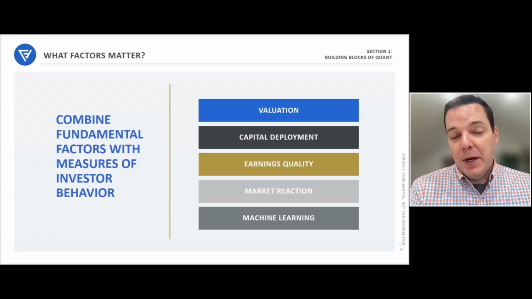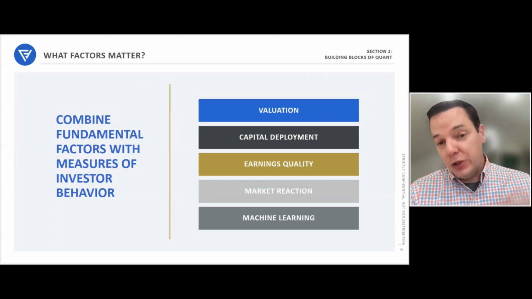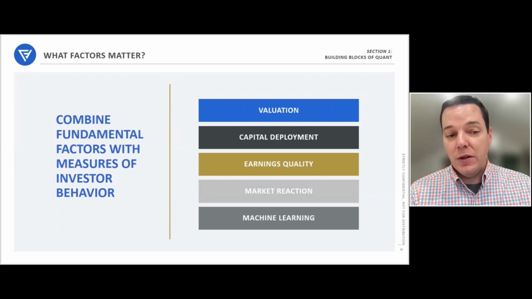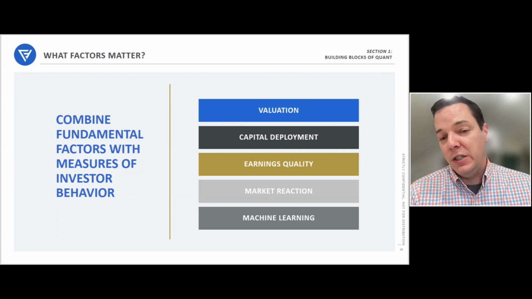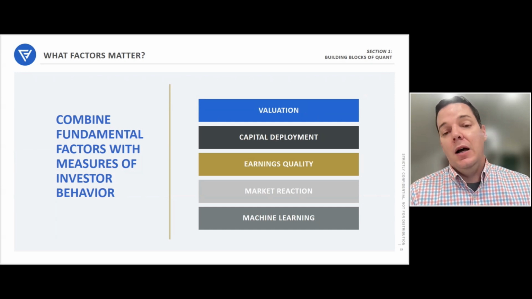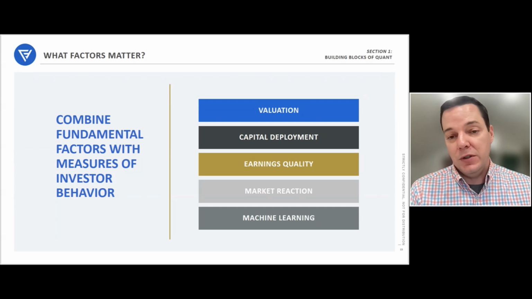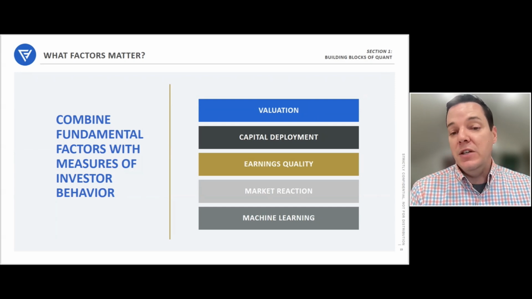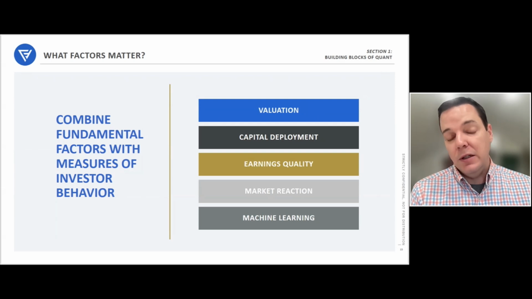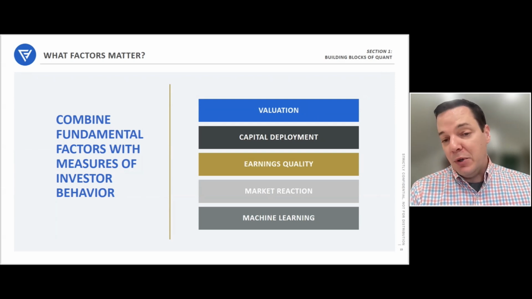So we talked a little bit about the empirical models, and we've shown you the performance. These are the five super factors that we have ultimately constructed when it comes to judging the attractiveness of stocks, and we really deploy this kind of across the board. The construct might be a little bit different depending on the universe that we're operating in, whether it's the U.S. versus developed markets, ex-U.S. versus the emerging markets. But these are the five frameworks that we rely on: valuation, capital deployment, and earnings quality. We also look at market reaction and machine learning.